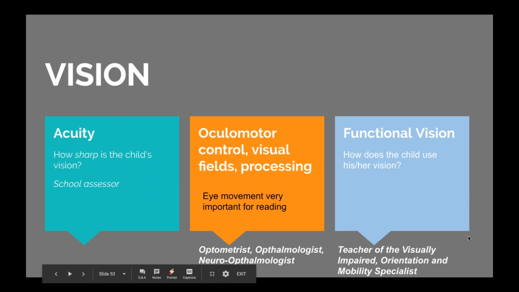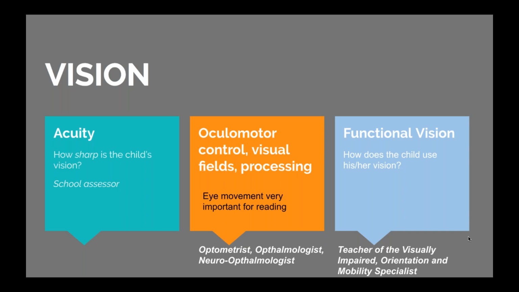Third, that vision assessment should include functional vision. What does that mean? It means, how does the child use his or her vision in school? That could be done by a teacher of the visually impaired, and this is a teacher that specializes in teaching children with visual impairments, as well as by an orientation and mobility specialist. And some of these people have both designations. So a vision assessment is going to include all three of these different areas.